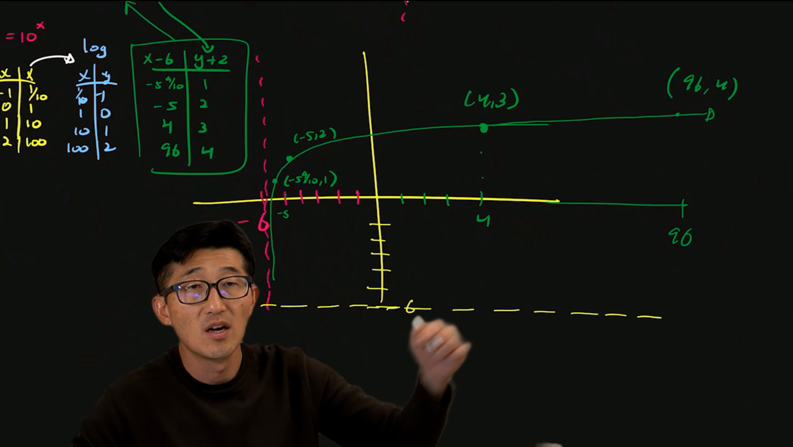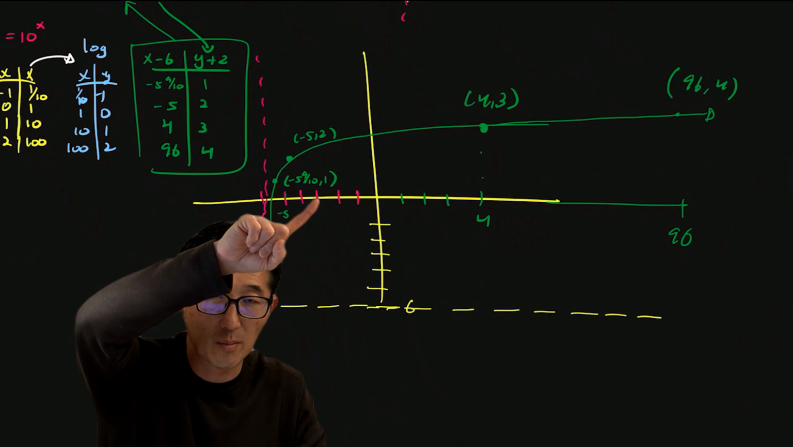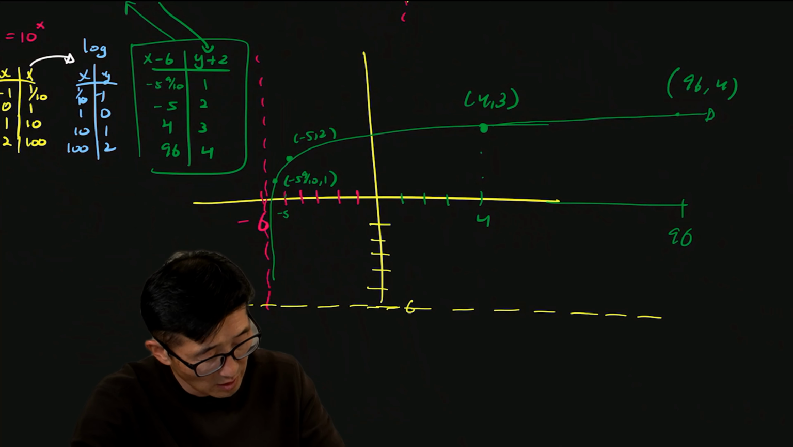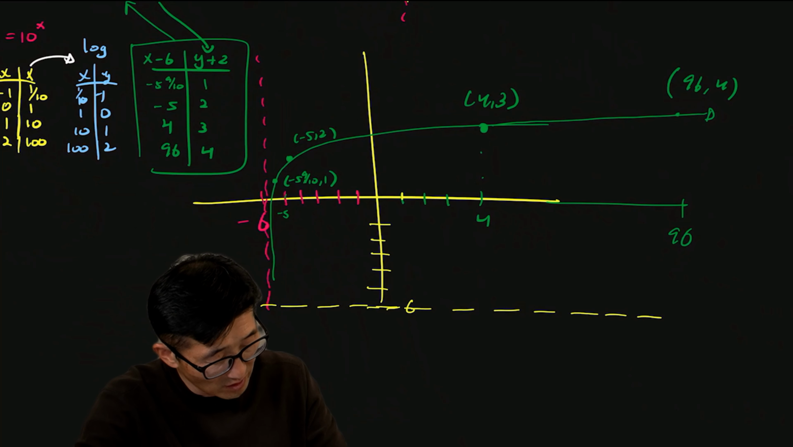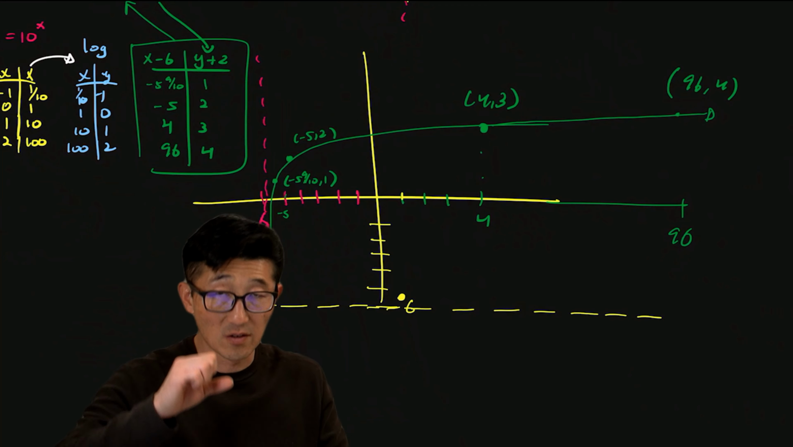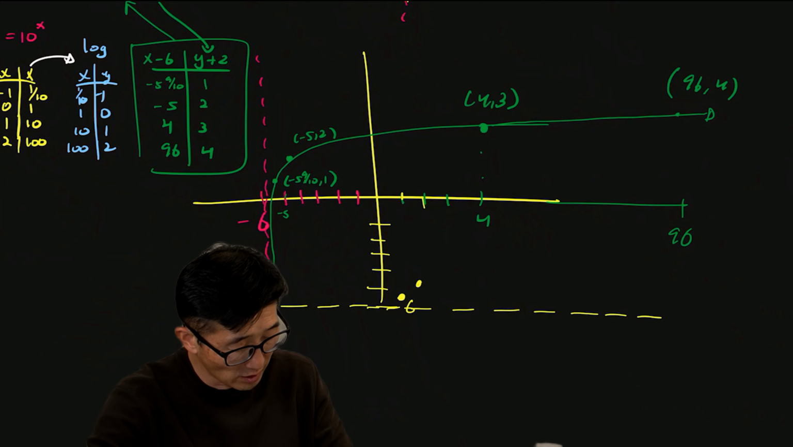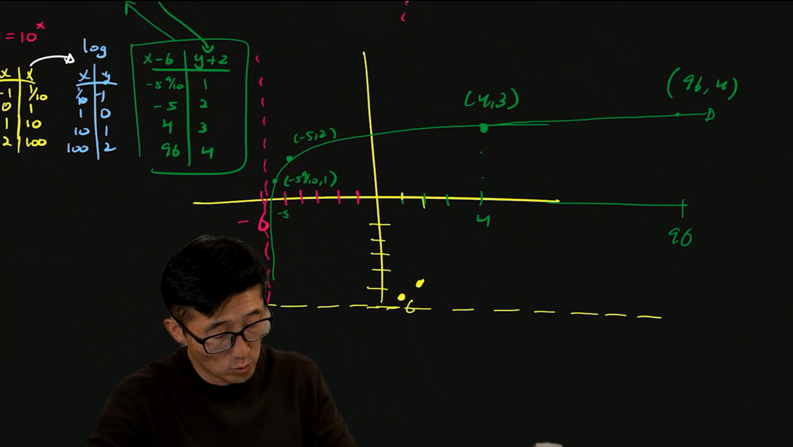So instead of, let's see, we'll start with this one. Instead of 1, negative 5 9/10, you flip it around, it'll become 1, comma negative 5 and 9/10, which is somewhere right here. And then instead of negative 5, 2, it'll be 2, negative 5. 2, negative 5 will be right there. And then 4, 3, 4.